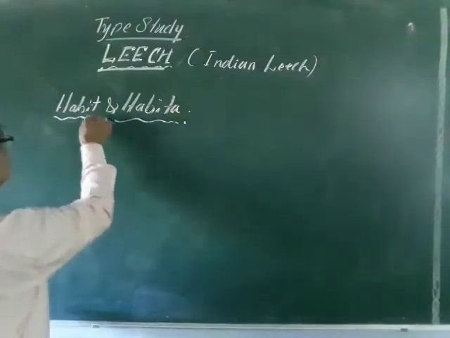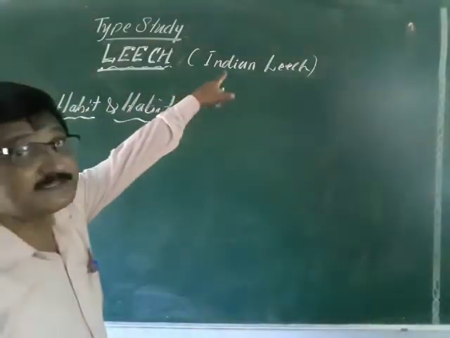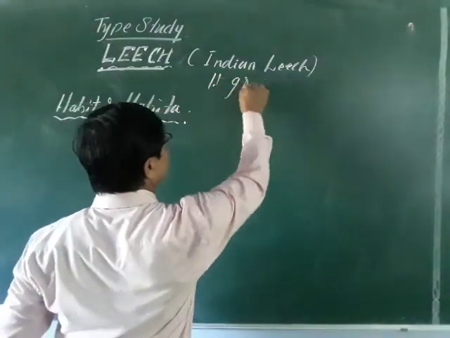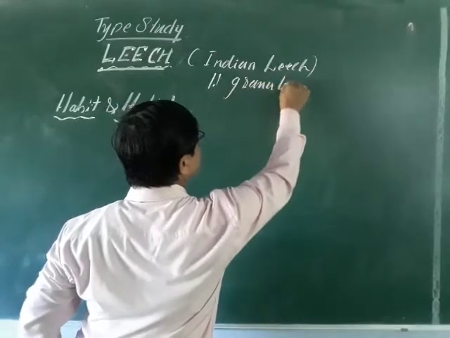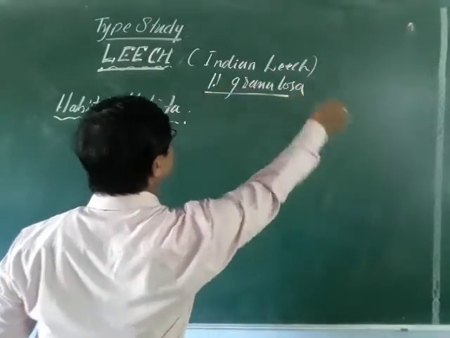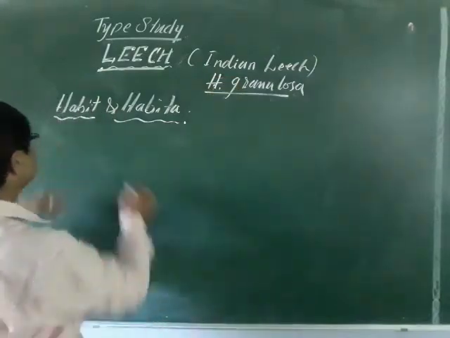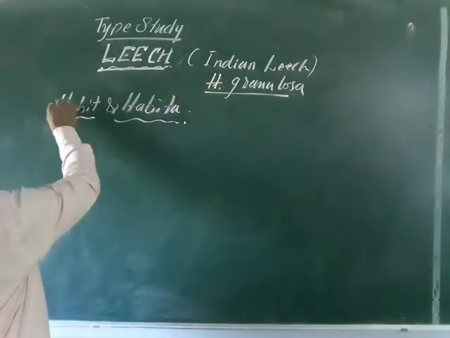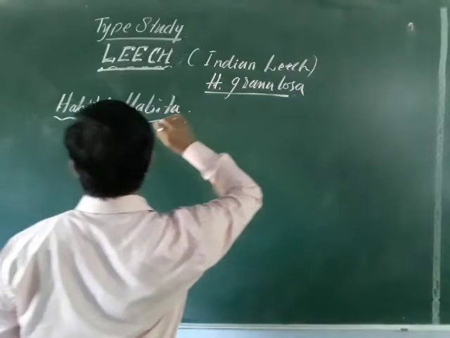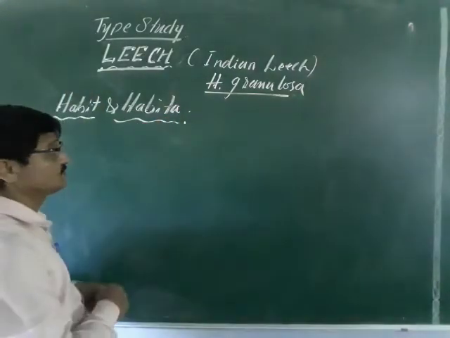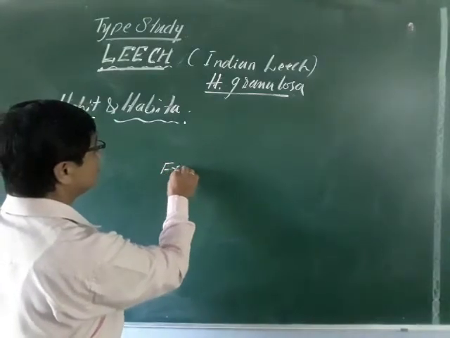So leech. As I told, the Indian leech is also called Hirudinaria granulosa. Remember, granulosa. This is the Indian leech, Hirudinaria granulosa. And what is the habitat? As I told, the Indian leech or the cattle leech is a little bit big. Actually, this is freshwater. Most of the freshwater forms, you know very well.